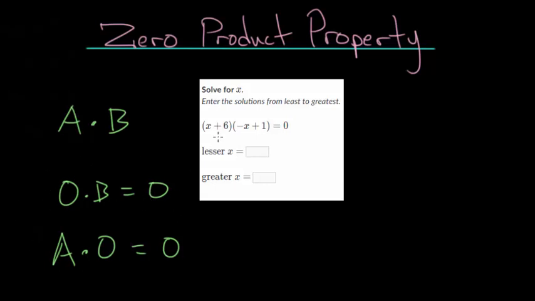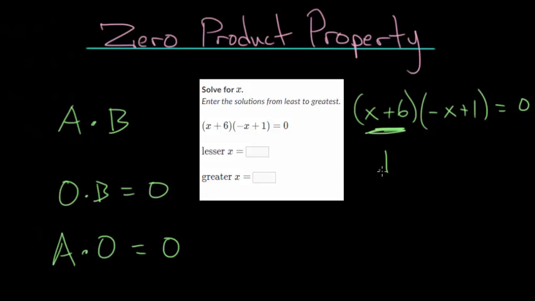So we're going to use this idea to solve problems like this, or essentially to deal with quadratics or later on polynomials. So let me rewrite this. We have x plus 6 times minus x plus 1, and this is equal to 0. So the zero product property says that if one of these terms is 0, then the entire equation is equal to 0. So this entire left-hand side would reduce to 0, because you'd have 0 times something, which is 0.